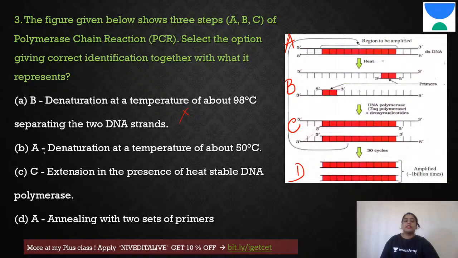Next statement says A, denaturation at the temperature of 50 degrees Celsius. You don't even need to see that because denaturation is correct, but 50 degrees Celsius is wrong. So therefore, that statement is wrong. Third one, C is extension in the presence of heat stable DNA polymerase. Yes, this is extension and you have to use a heat stable polymerase. So therefore, this is the correct answer. A is not annealing, annealing is B. So therefore, this is also wrong.